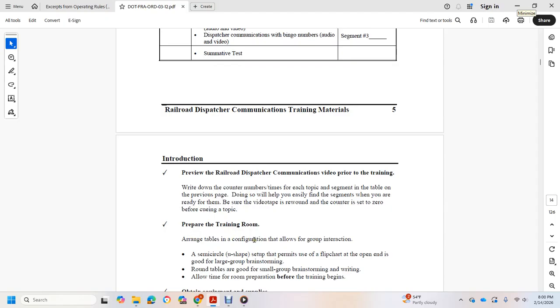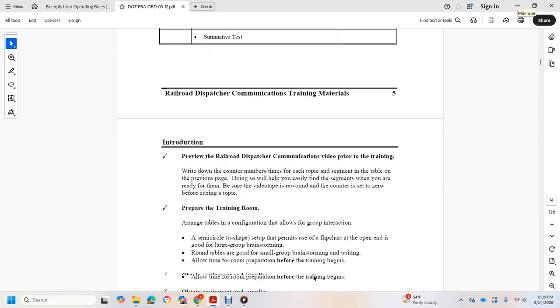Preparing a training room. Arrange a table configuration that allows group interaction. A semicircle or U-shape setup permits use of a flip chart at the open end and is good for large group brainstorming. Round tables are good for small group brainstorming and writing. Allow time for room preparation before training begins.